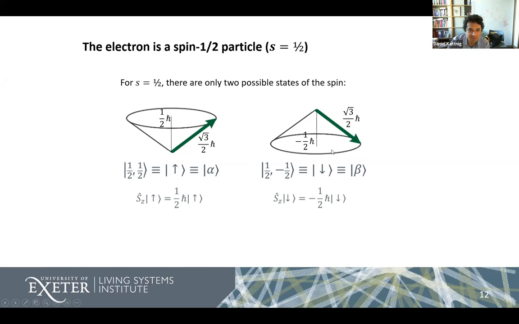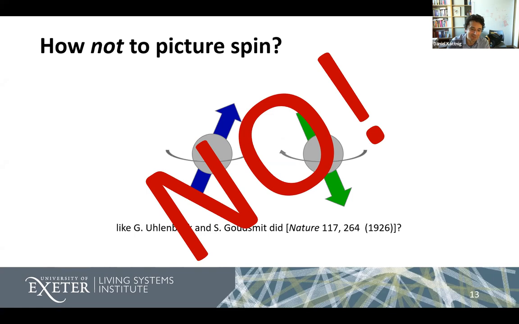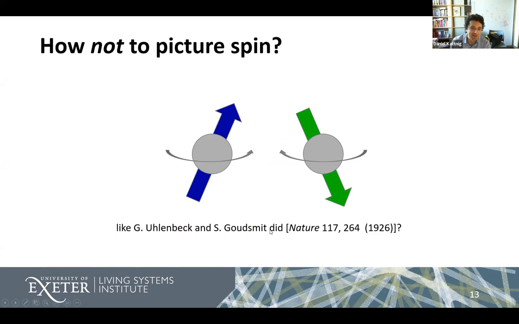How do we picture spin? Well, this is not how we picture spin, as Clarice has already pointed out. This is not the picture that you should associate with spin. This was, in fact, introduced by Uhlenbeck and Goudsmit in a very famous Nature publication in 1926, where they introduced spin as a really classical rotation of the electron in order to explain the anomalous Zeeman effect. But that turned out to be wrong and impossible, because the surface of the electron would rotate at a superluminal speed if that was truly the case, as pointed out by Lorentz.